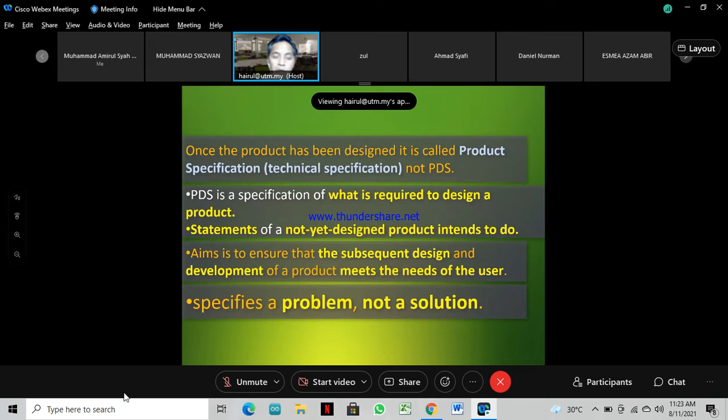If you put a solution in the PDS, like saying this machine will be fully automatic, that's not right. Sometimes it cannot be like that. Maybe one of your team members wants to generate a semi-automatic one. So you put a clear statement of requirement: this machine must be either fully automatic or semi-automatic. Do you see that? That is not a solution. That is a statement of requirement.